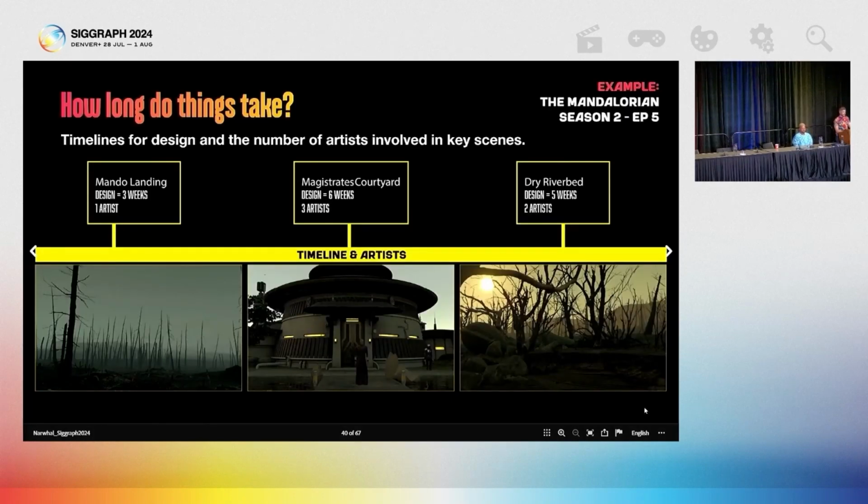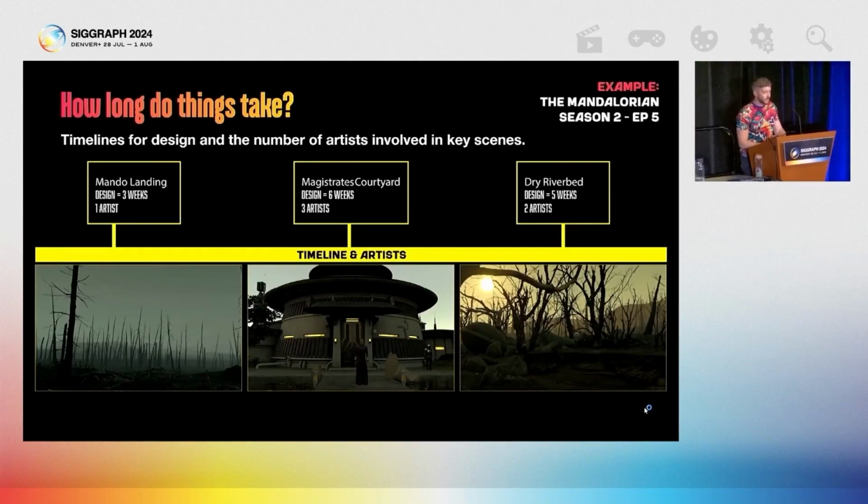And how long do these sets usually take? It ranges. For this one episode, I broke these down. Mandalorian Landing was about 3 weeks worth of work with one artist, but it's a lot of the same kind of tree, the same kind of landscape, and then very simple lighting. But something like the Magistrate's Courtyard was around 6 weeks with 3 artists, a bit more involved, with very specific design work tailored. And then something like the Dry Riverbed, 5 weeks with 2 artists.